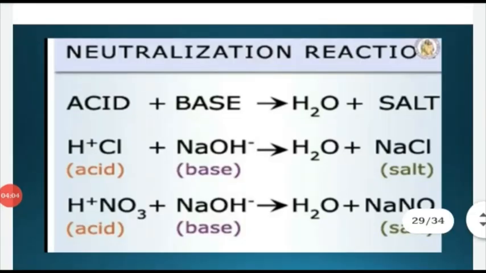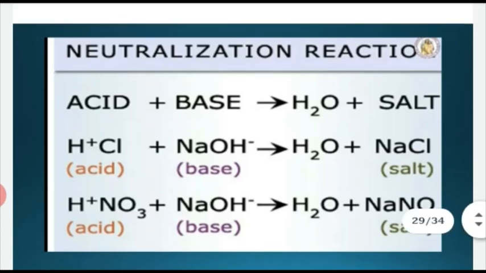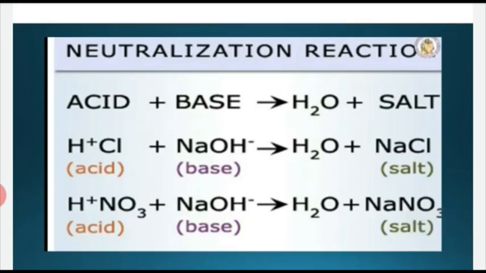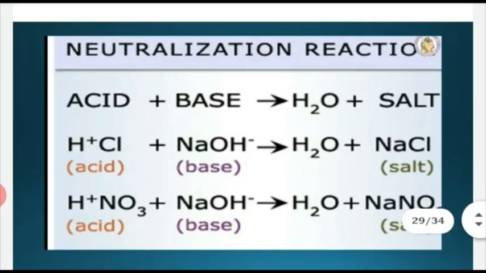Next one is the neutralization reaction. What is meant by neutralization reaction? This reaction is between an acid and a base. The acid reacts with the base to form a salt and water. It is called a neutralization reaction as both acid and base neutralize each other. You can see this first one, acid plus base gives salt plus water.